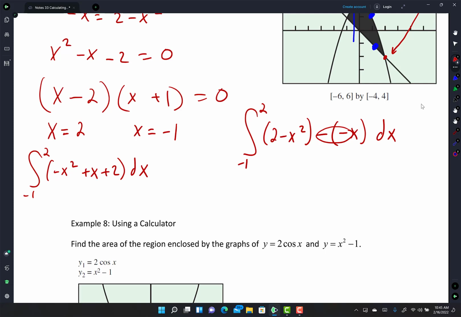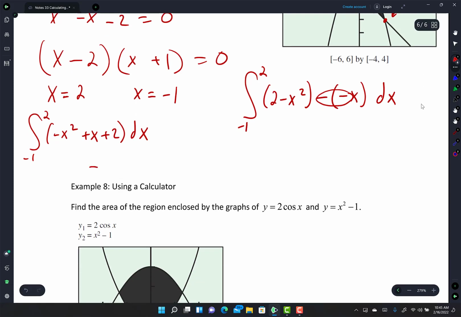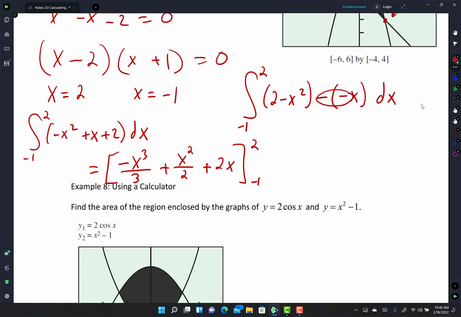Okay. Now I'm going to do the antiderivative. So my antiderivative of negative x squared is going to be negative x cubed over 3, plus, what's the antiderivative of x? Perfect. What's the antiderivative of 2? 2x. I have several terms. Put that in brackets, negative 1 to 2. And now very carefully do upper minus lower. Put the equal sign and put giant parentheses.